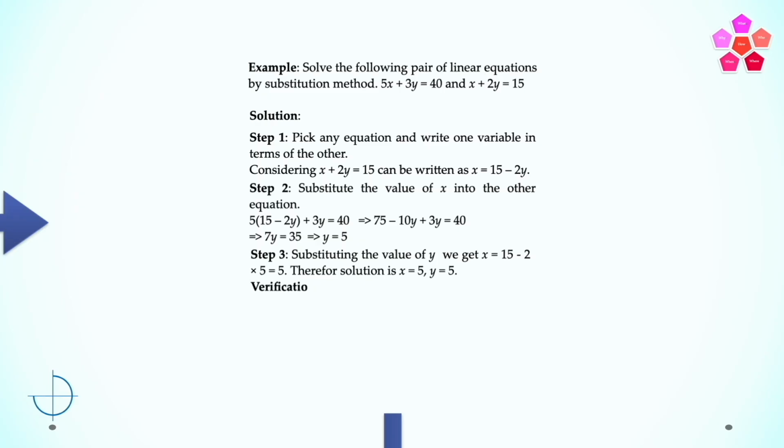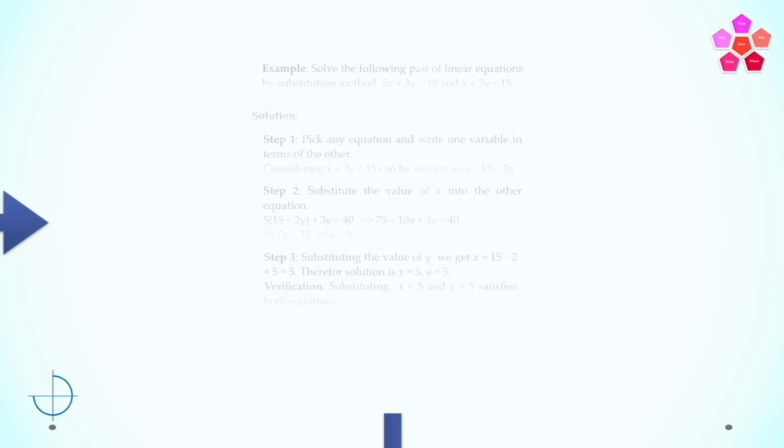The verification can be done by substituting the values of x is equal to 5 and y is equal to 5, which satisfies both the equations. Let's take another example to see what we have learned. Solve the following pair of linear equations by substitution method. 3x plus 4y is equal to 12 and 6x plus 8y is equal to 24.